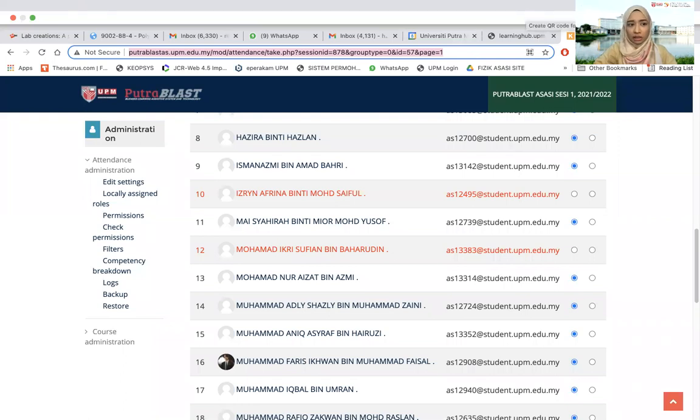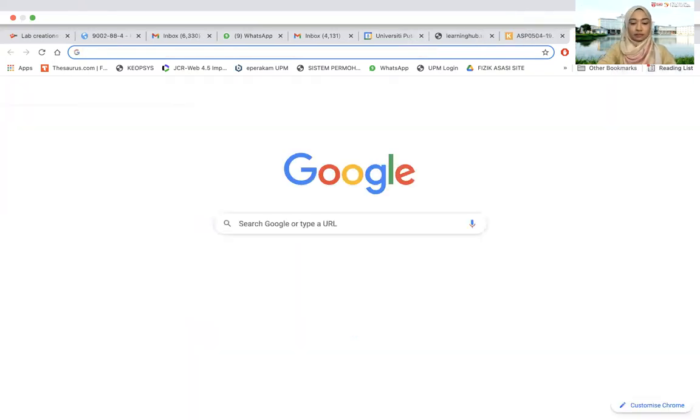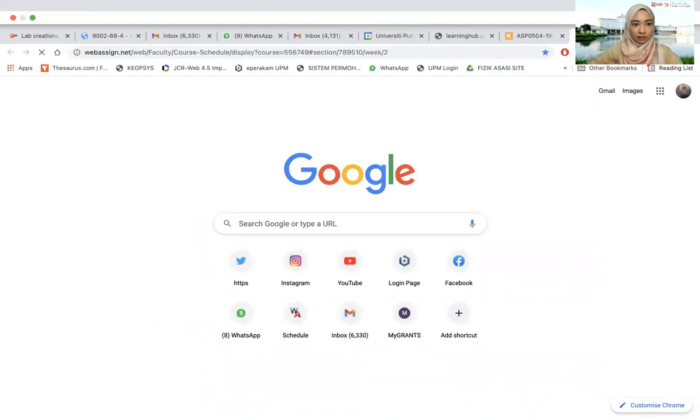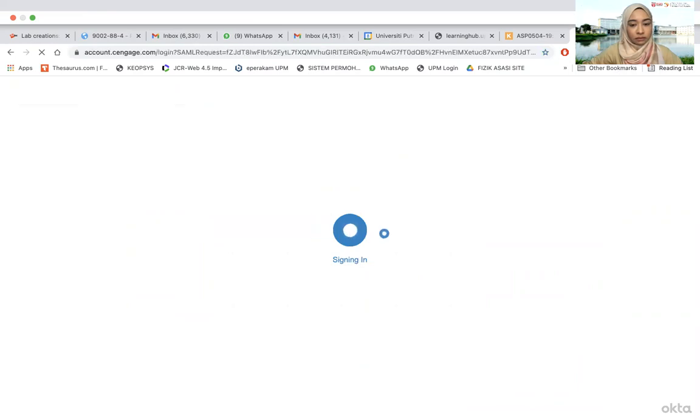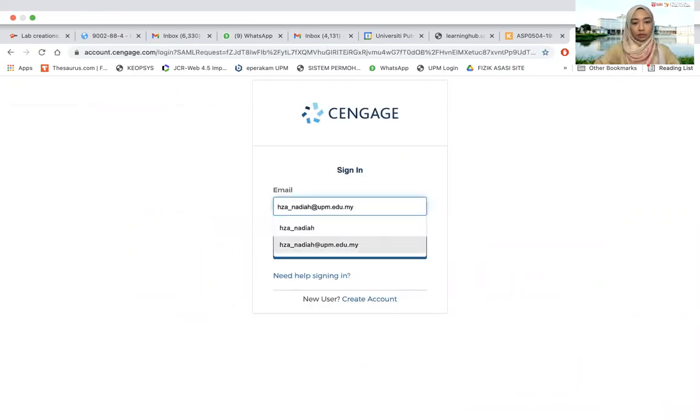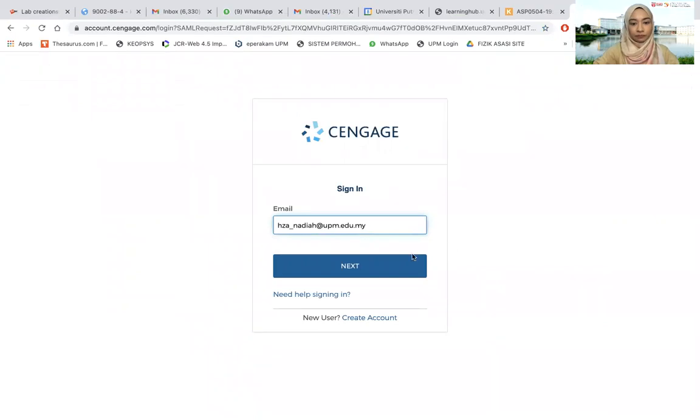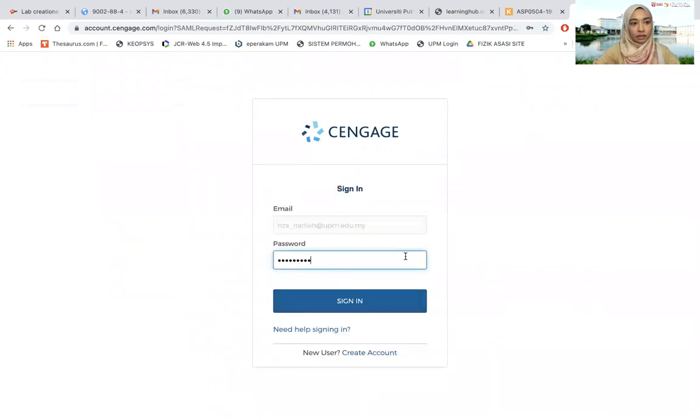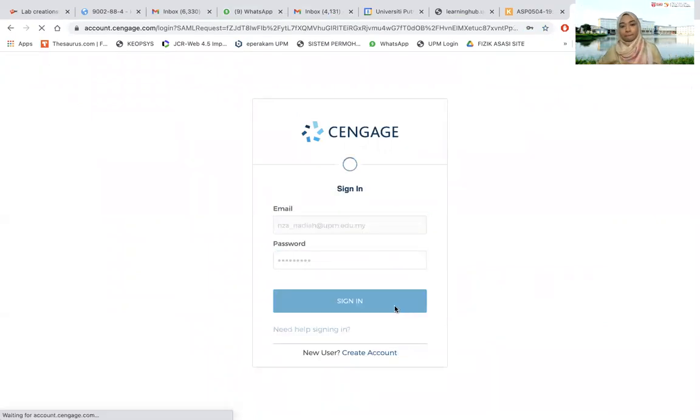Mana ada orang tak nak buat soalan lecturer kasih kan? Ada ke? Tak tahulah. Okay, tutup mata. Just kidding. It's not there.